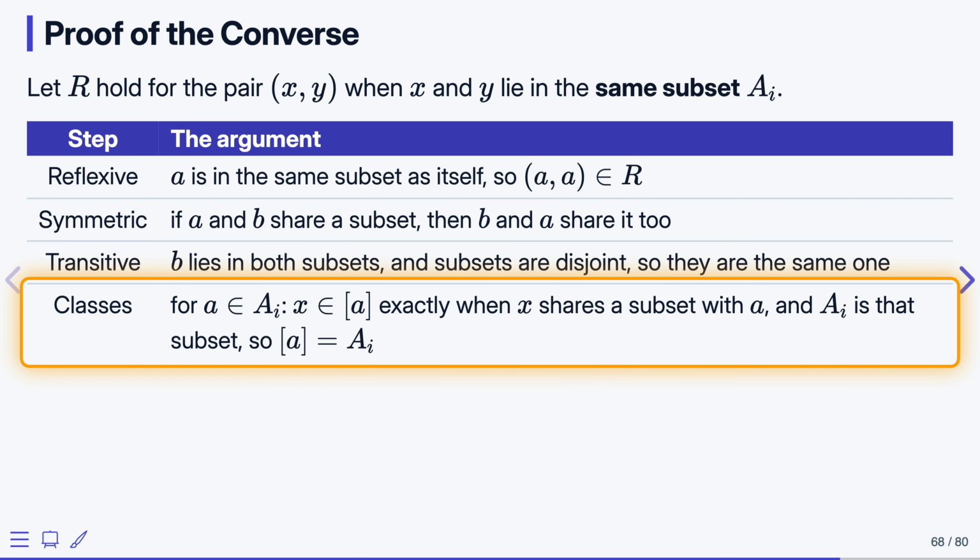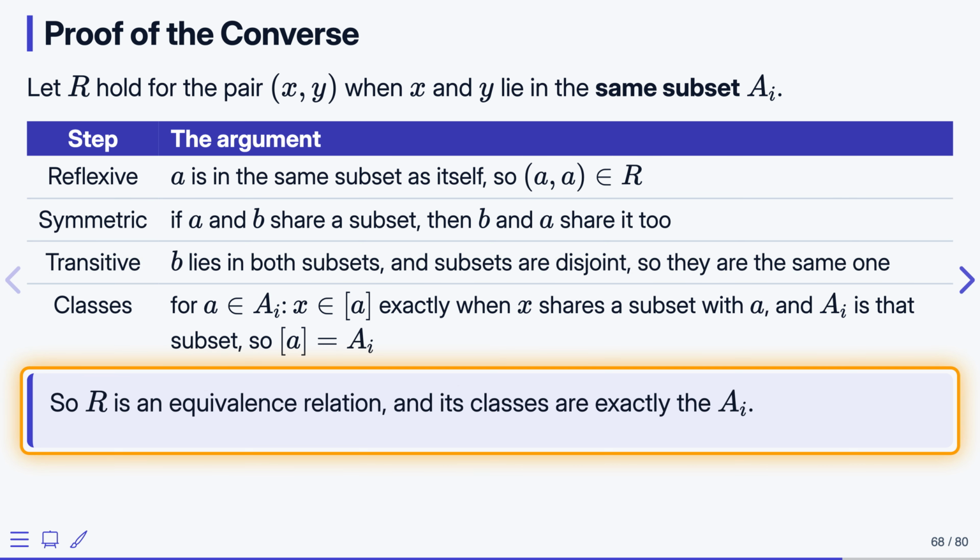One step is left, and it is easy to skip. We must show the classes really are the pieces. Take an element A and let A sub I be its piece. An element X is in the class of A exactly when X shares a piece with A. The only piece A belongs to is A sub I, so that says X is in A sub I. The class of A is A sub I. So R is an equivalence relation, and its classes are exactly the pieces we started with.